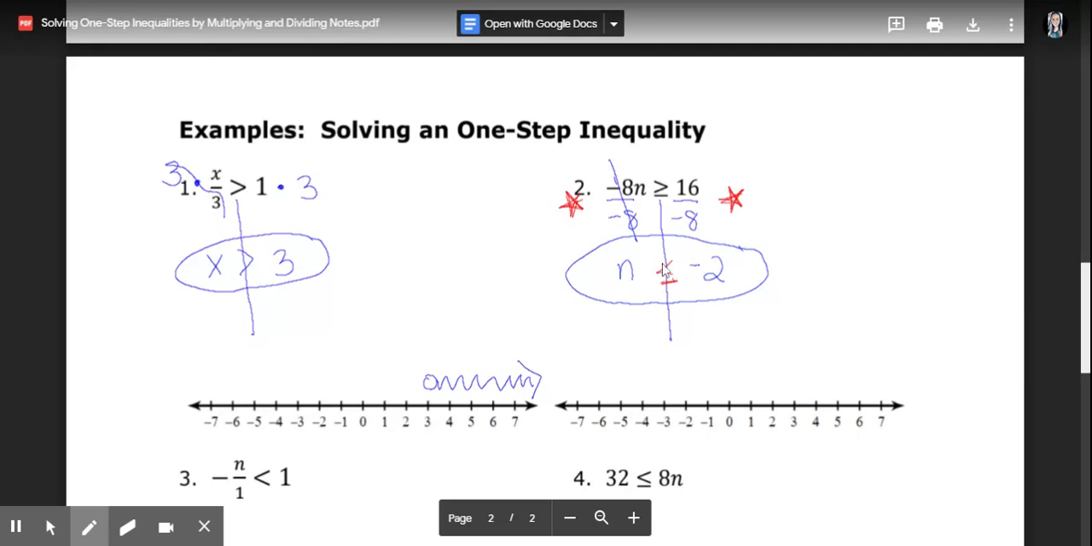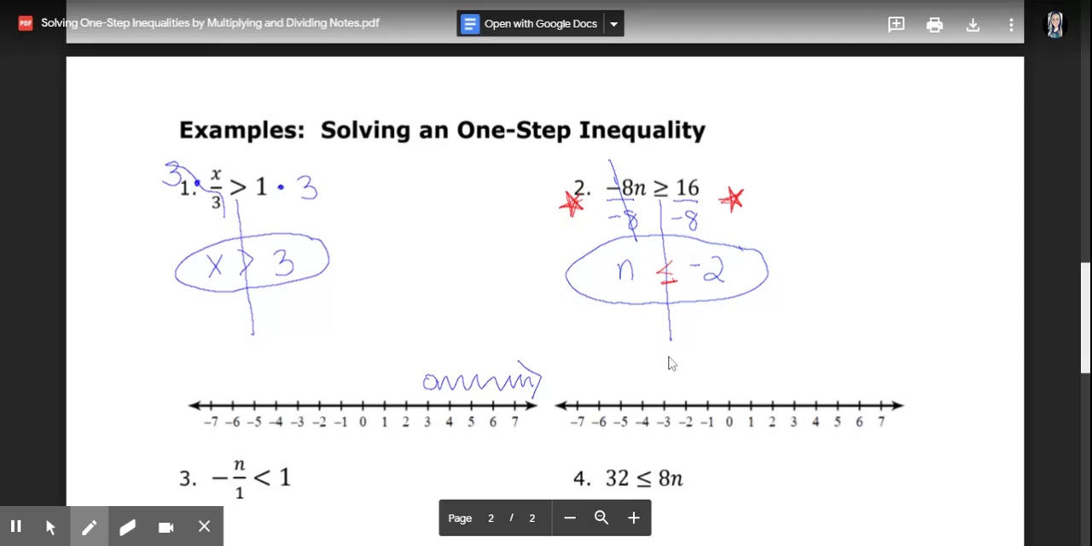Flipping the symbol is super important. I know it sounds small, like you just forgot to flip the symbol, but it's actually a really big deal. If you forget to flip it, you're telling me that all of the right answers are wrong and all of the wrong answers are right, which doesn't make sense. That's confusing. You have to switch the symbol.